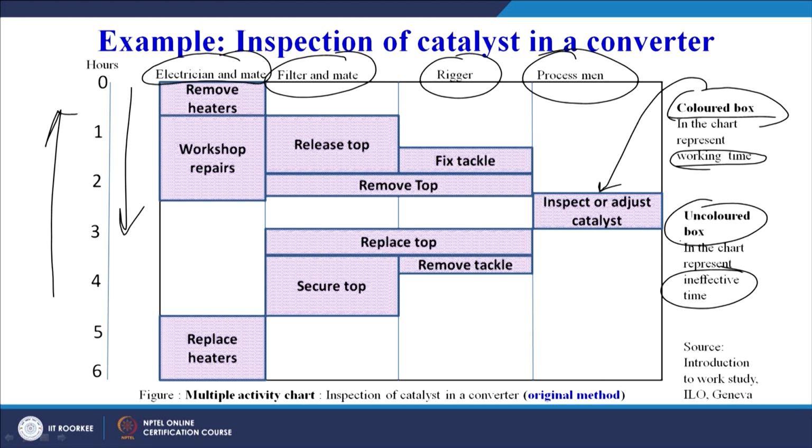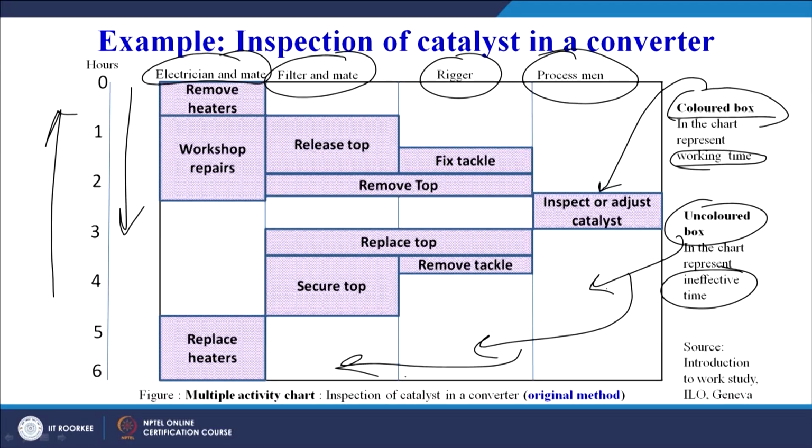Uncolored boxes. What are the uncolored boxes? This is uncolored box. This is also uncolored box. This is also uncolored box. So we have to focus only on the colored boxes. Now see what is being done. Now this is inspection of a catalyst in a converter.